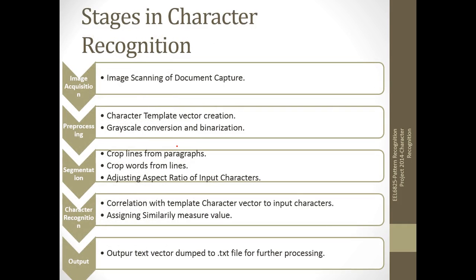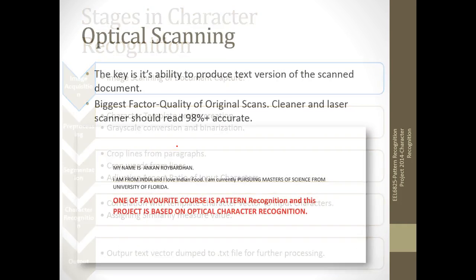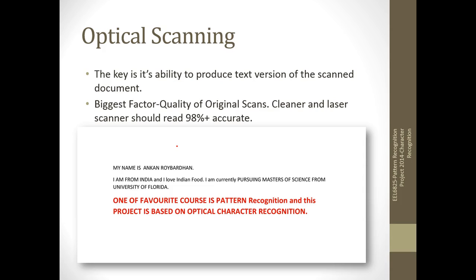So now the stages of character recognition. First is image scanning, which is very important because the ability of any character recognition algorithm depends on how good the scanning is, and most of the job is done if there is a clear scan and if a laser scanner is used, and most of the noise is removed in the pre-processing or at the process of scanning itself.